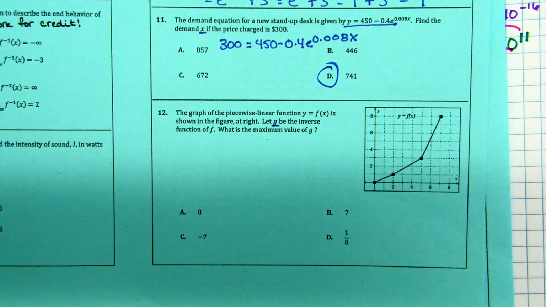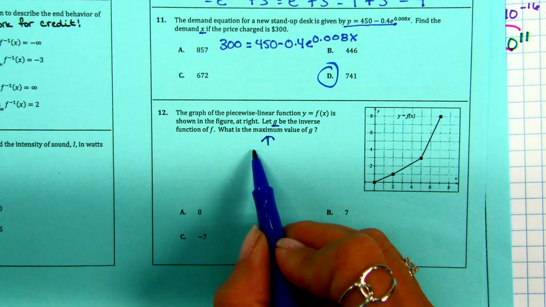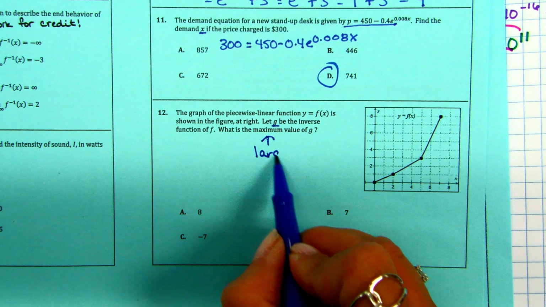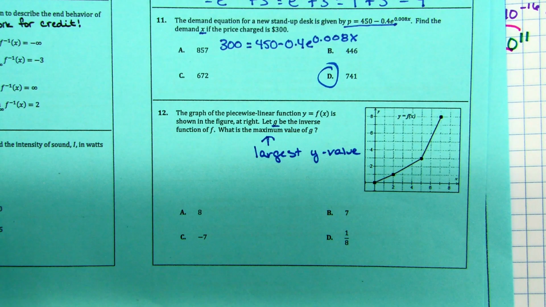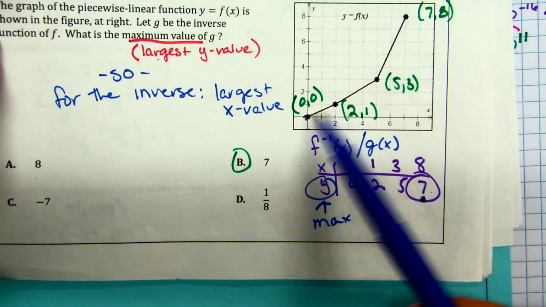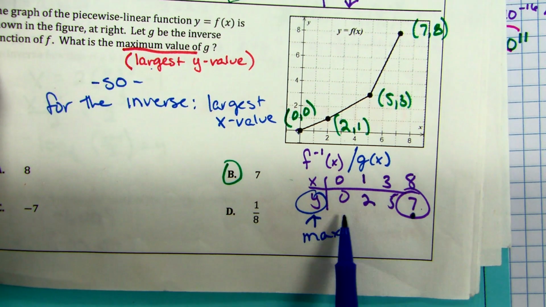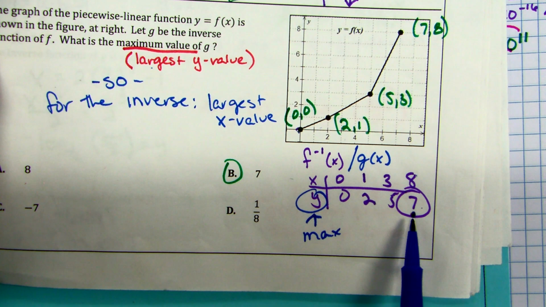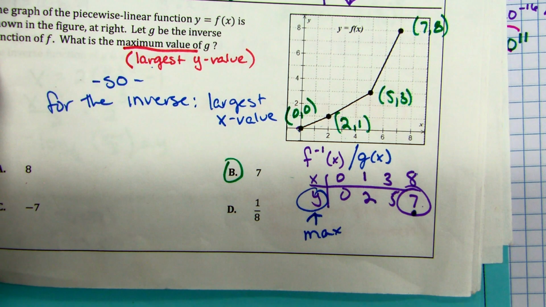G of x is the inverse. What is the maximum value of G? Guys, the word maximum means the largest Y value. We want to know the largest Y value of G of X. So a really simple way of doing it, whether you write it out or not, is to flip your points. Flip the points of f of x, that would give you your inverse, and then you can see the biggest Y value is 7. Okay? Good? So that's the multiple choice for the calculator portion.